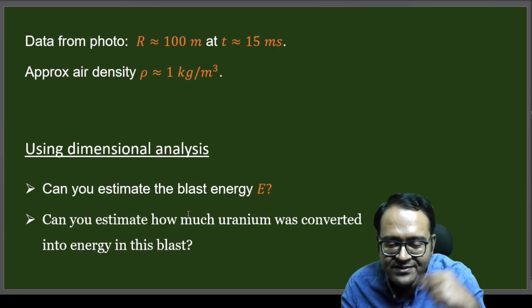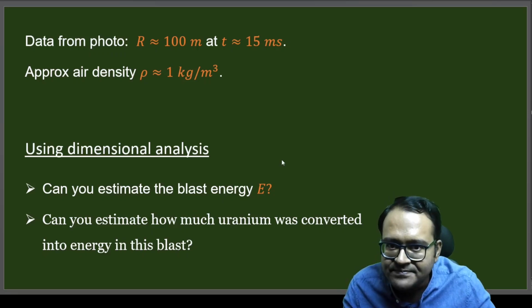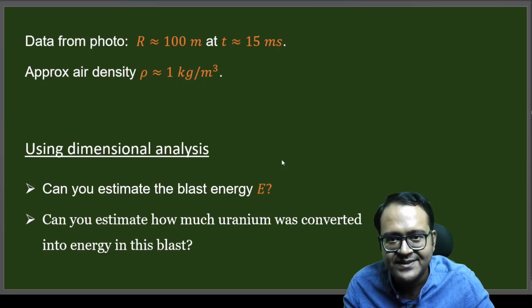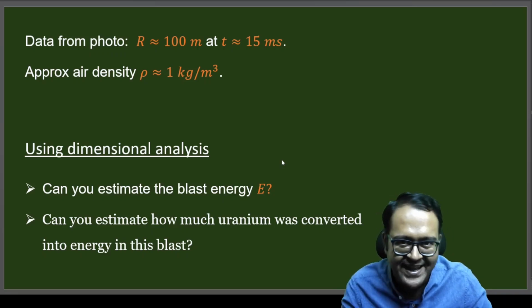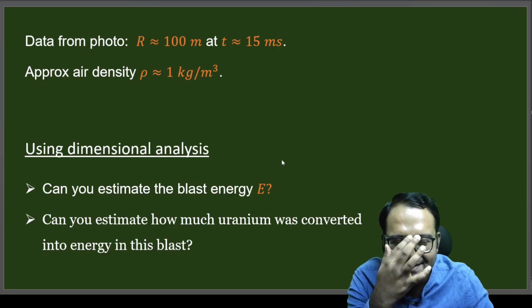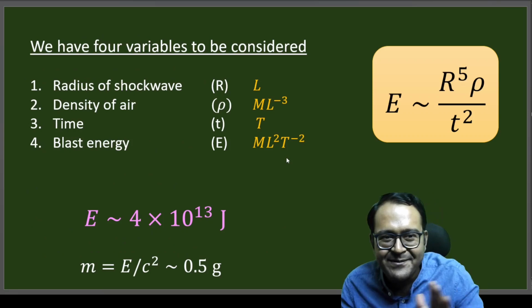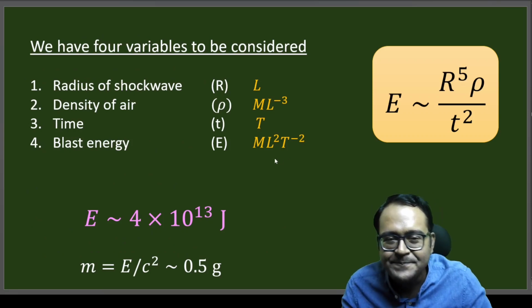This was done in reality in 1949, and the data was so accurate that the Manhattan Project, the US guys, thought that their data had been leaked, their data had been breached, but that calculation was done by brilliant physicists. So let's say what quantities we have here.